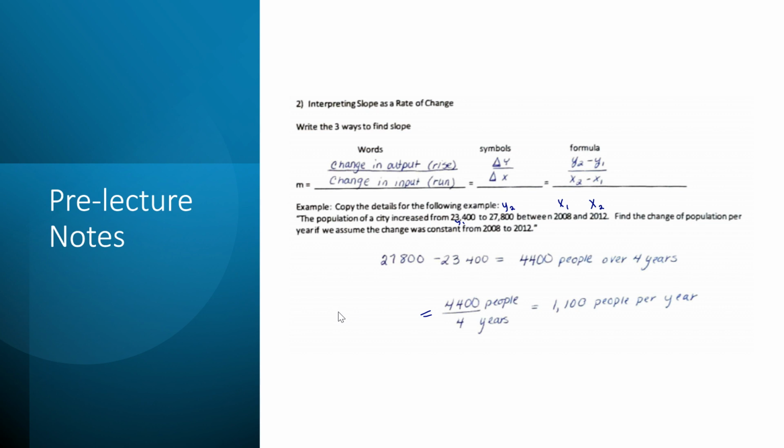So putting that into the slope formula, I would take 27,800 minus 23,400. And in the denominator, I would take the x2 first, so 2012 minus 2008. And you can see that I can set it up. I do each of those subtractions, which takes me right to the fraction that we had before as the answers, and gets us to the slope.